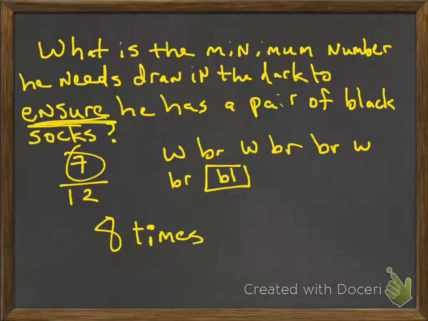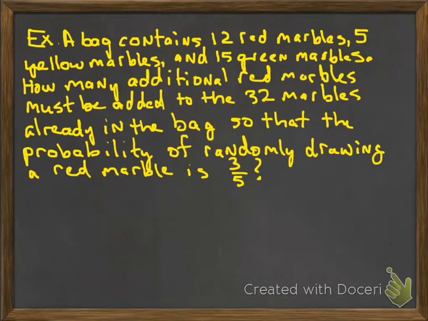Okay, now my last example I'm going to go over is actually from an ACT practice test. So keep in mind how this question gets asked. A bag contains 12 red marbles, 5 yellow marbles, and 15 green marbles. How many additional red marbles must be added to the 32 marbles already in the bag so that the probability of randomly drawing a red marble is 3/5? The important thing here is, I want to get to 3/5, and I have right now a probability of 12 out of 32. 12 red ones out of 32 total marbles.